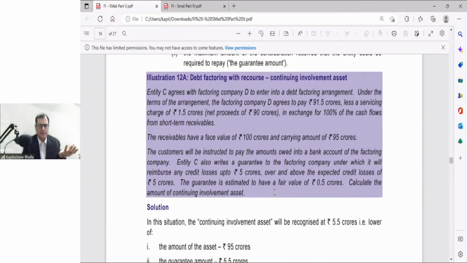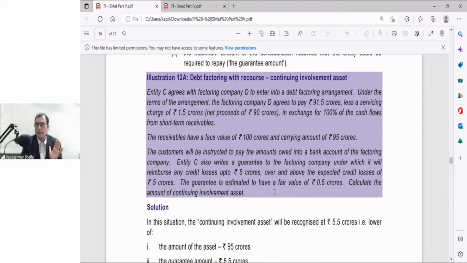So you go to the control test. Now, in this particular case, I am not given any information wherein I can technically assess whether the control test is passed or not. But I would always consider that if it is a case of assigning trade receivable with a particular guarantee given to the factoring company, the control is not transferred. The control is retained, because you are liable to pay a certain guarantee. So we'll comfortably consider that you have retained the control. Then he adds on: the guarantee is estimated to have a fair value of 0.5 crores. Calculate the amount of continuing involvement asset.